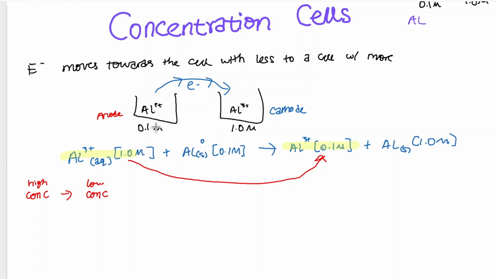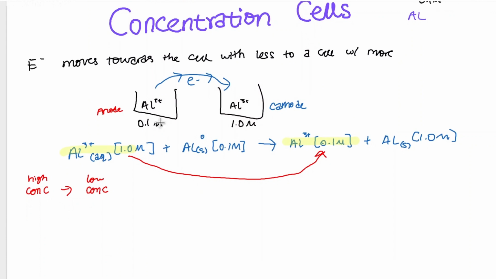Obviously electrons flow from anode to cathode, but that's why we put the less concentrated one in the anode. If you write it all out in the equation like this, you should see that the side with more concentration should be a reactant, and the side with less concentration should be a product. So it makes sense that the electrons are going to move this way, which is how to remember that the electrons move towards the cell with higher concentration.